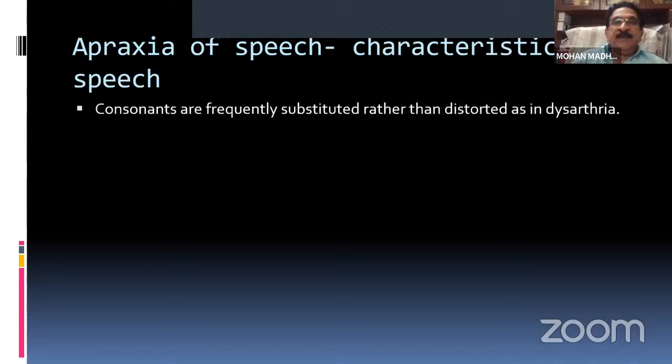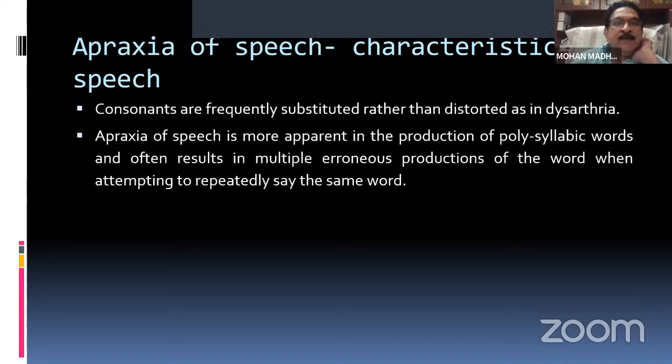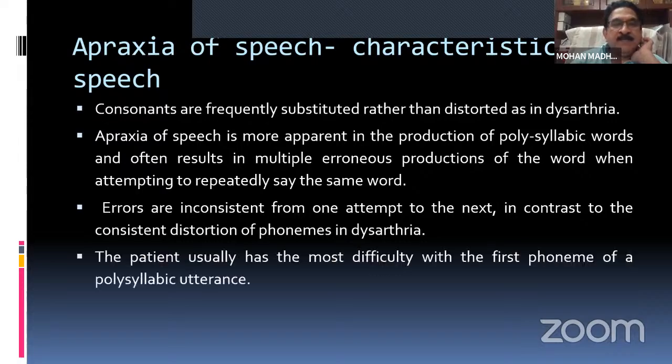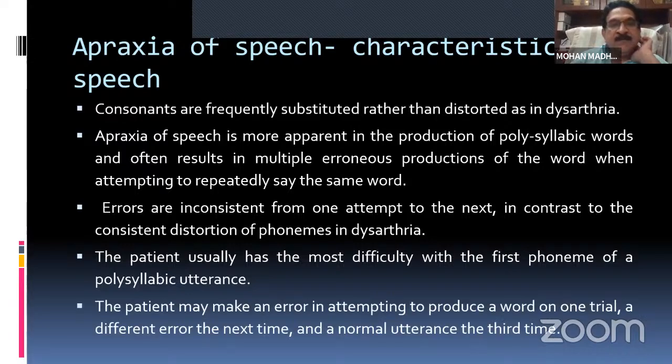This is apraxia of speech. These are the characteristics. Consonants are frequently substituted rather than distorted as in dysarthria. Apraxia of speech is more apparent in the production of polysyllabic words and often results in multiple erroneous productions of the word when attempting to repeatedly say the same word. Errors are inconsistent from one attempt to the next, in contrast to consistent distortion of phonemes in dysarthria. The patient usually has the most difficulty with the first phoneme of the polysyllabic utterance. They may make an error in an attempt to produce a word in one trial, a different error the next time, and a normal utterance the third time.